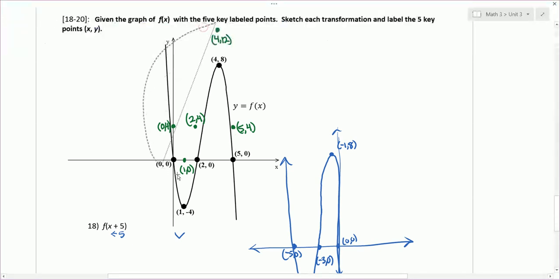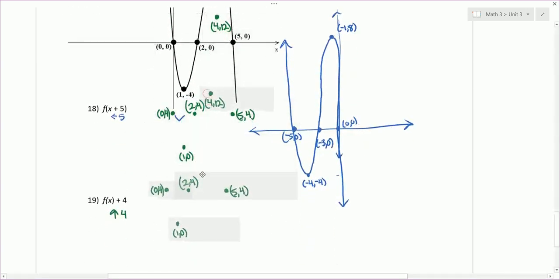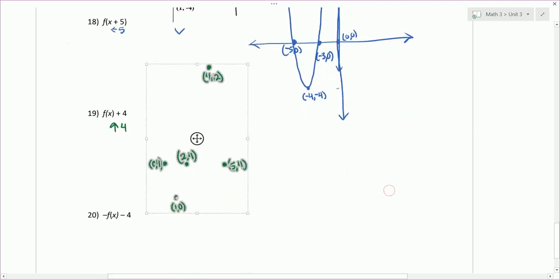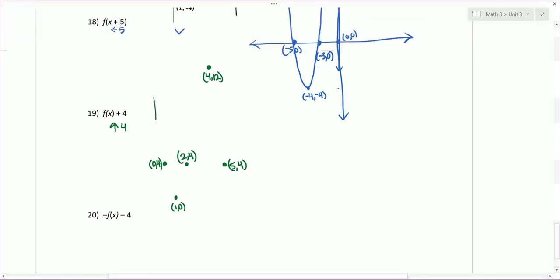So I could take those points and transfer them. I'll move them next to my problem here. Those are the key points we wanted. And I'll sketch my graph through them. Here's your x-axis. Here's your y-axis.